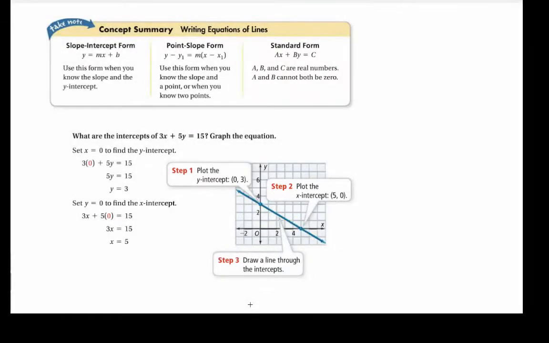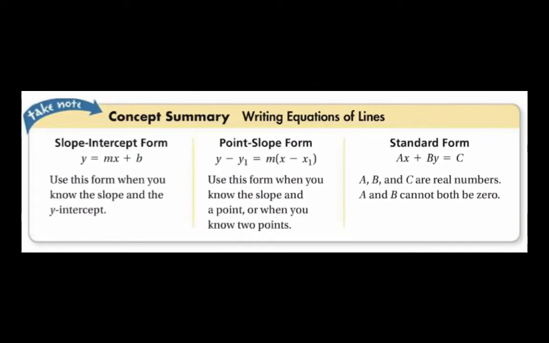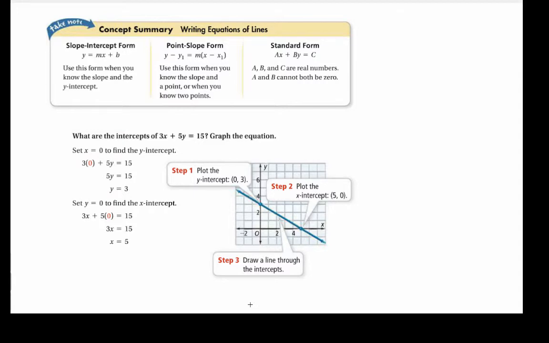Okay, so here's a summary. We have 3 forms that we've looked at: slope-intercept form, point-slope form, standard form. I would make sure I have those in my notes. Now let's talk about how we use standard form.